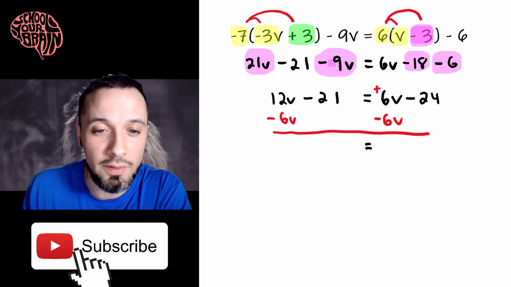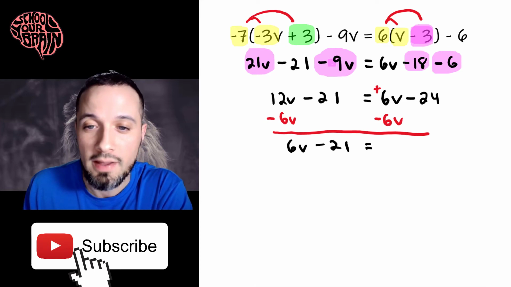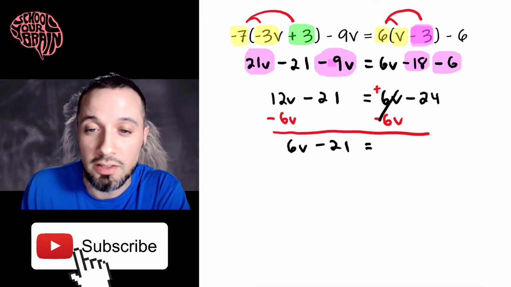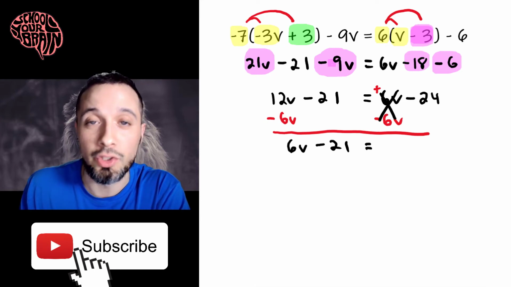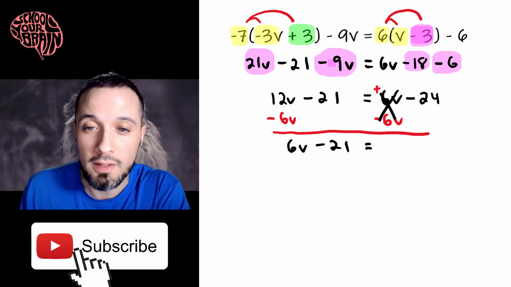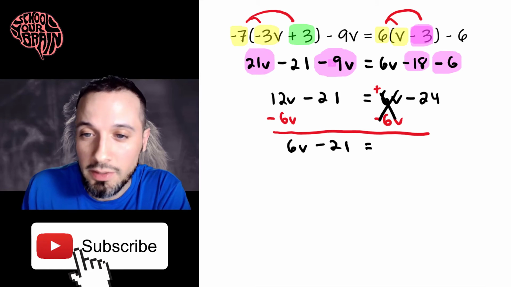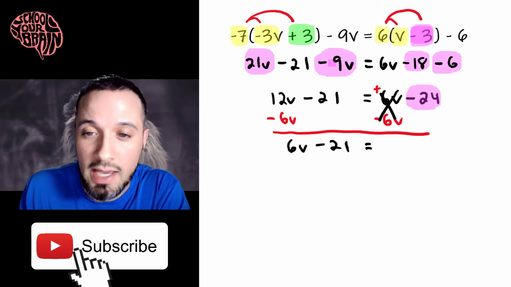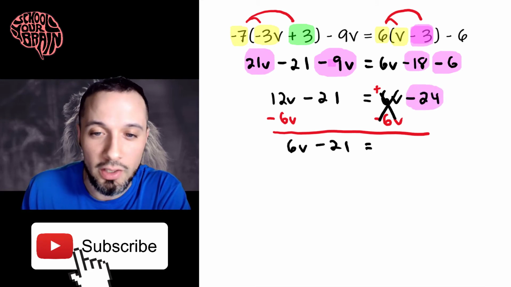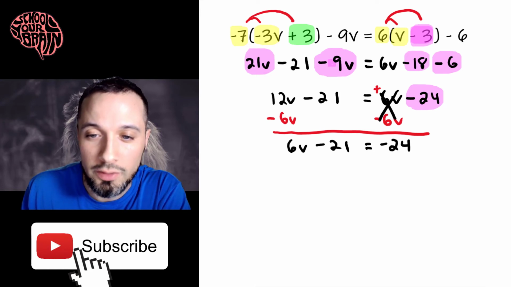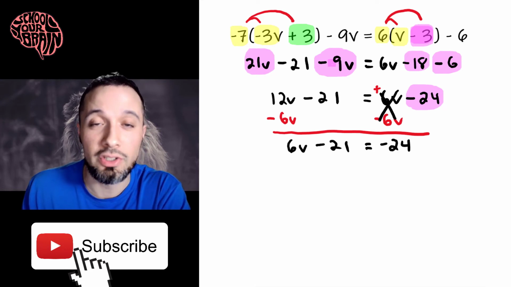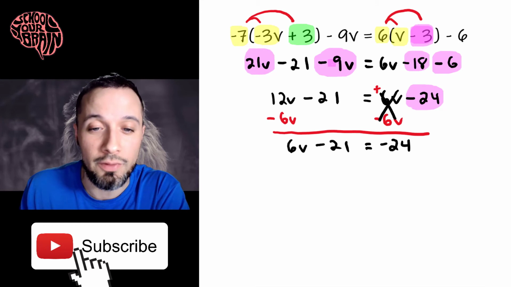12v minus 6v is 6v. Bring down my -21 when I simplify. On the right side, though, that's a 0 pair, as I said earlier. When you combine opposites, they're going to cancel out. They add up to 0. And then I bring down what's left over. And pay attention because a common mistake is you forget the sign. It's a -24 that you're going to bring down. So -24. And you can see we're getting closer to solving for v.